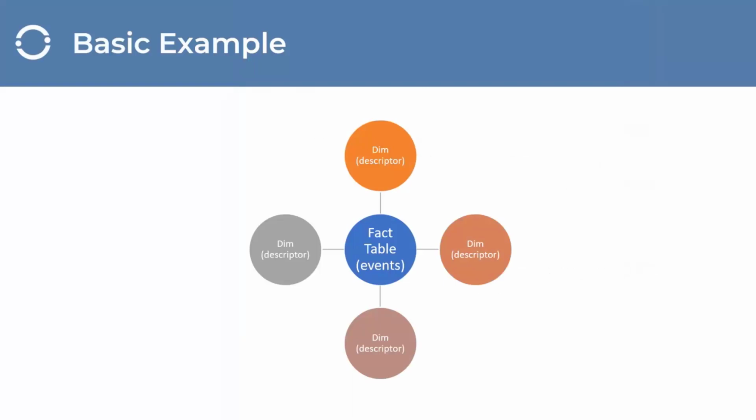This is the basic example. It's dead simple. You have a fact table in the middle. You have various dimensions to describe those events, and then you have relationships between them. That's it.